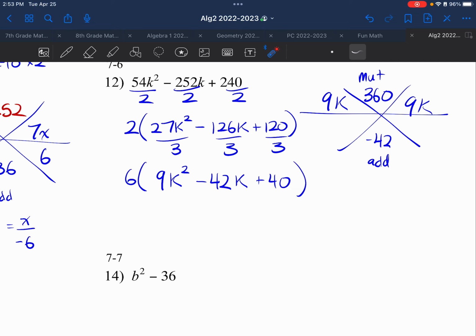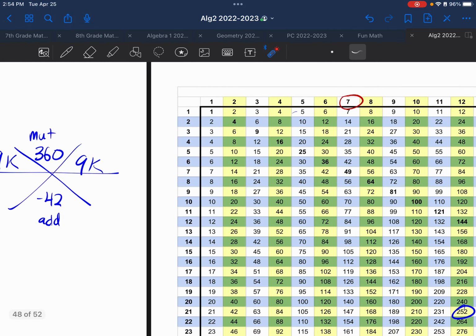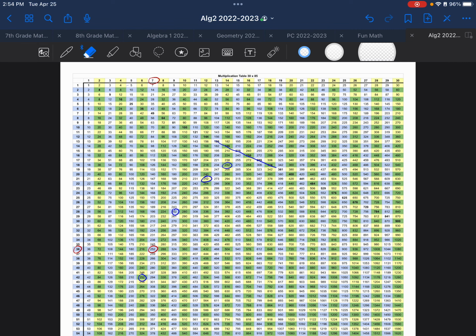Everything's looking good there. So in our multiplication table, because this is a positive, we're looking to add numbers and somehow get 42. So looking for 360, and then when we add their factors, we get 42. Looking for 360, that was the main point. So let me get my eraser.